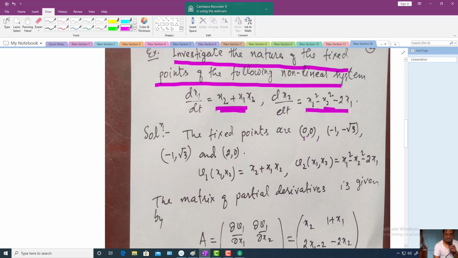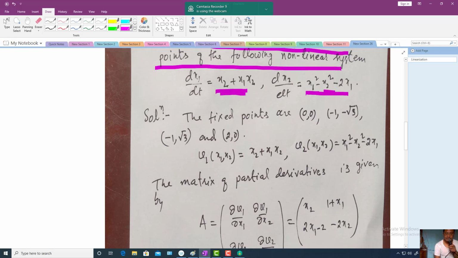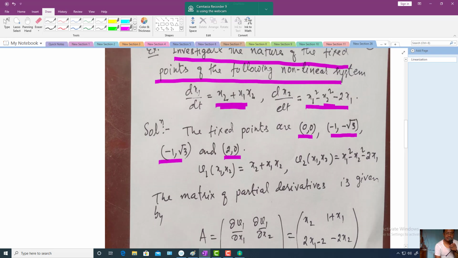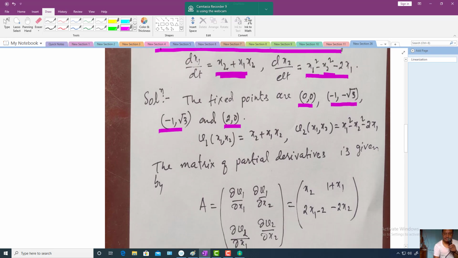I am just writing it straightforwardly because I don't have much space to write here in this class. Something you can do yourself. I have found that (0, 0) is a fixed point, (-1, -root 3) is also a fixed point, (-1, root 3) is also a fixed point, and (2, 0) is a fixed point. So these are the fixed points. There are 4 fixed points for this nonlinear system.